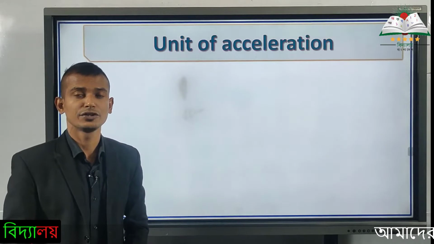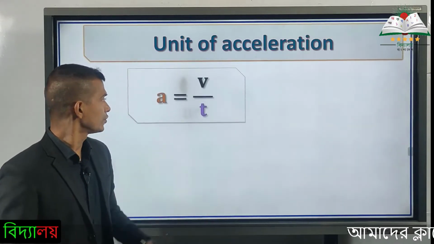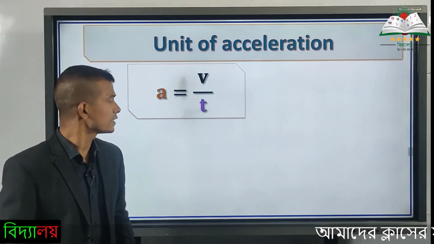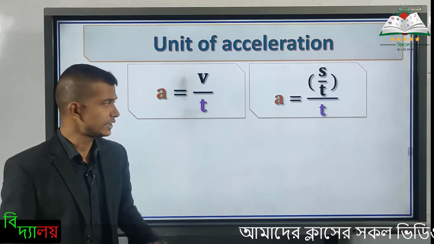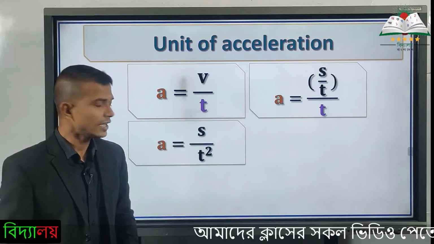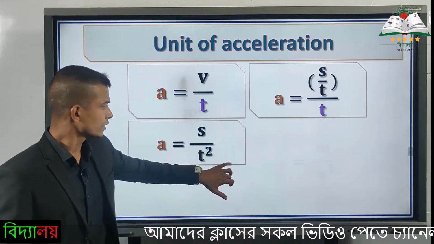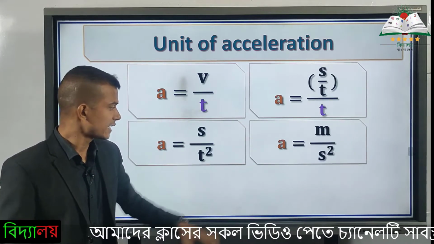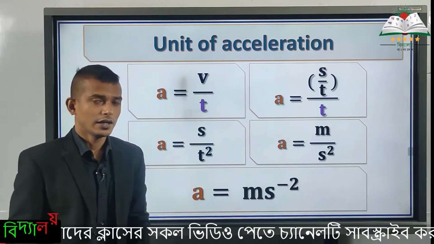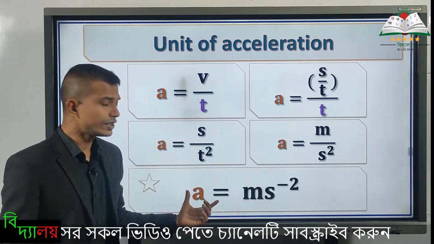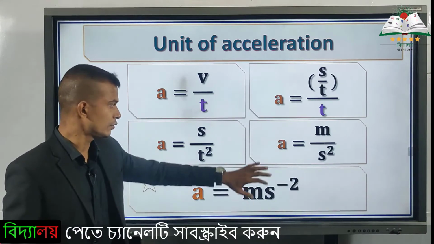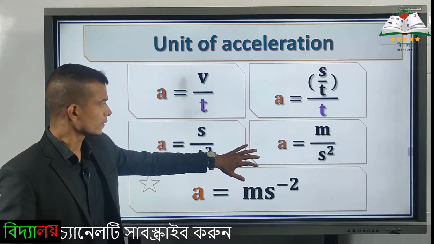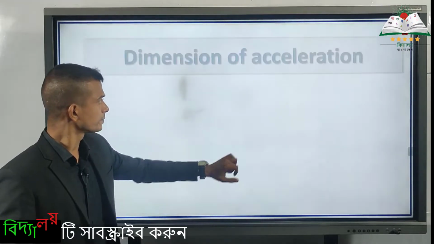And the next one is the unit of acceleration. As you know, acceleration is defined as velocity per unit time. We write velocity as S by T, so this equation becomes A equals S by T square. So the unit is meter per second square. In the later stage, when we are using acceleration, we will directly write meter per second square. You all know that, you have learned it in the 9th and 10th grade.